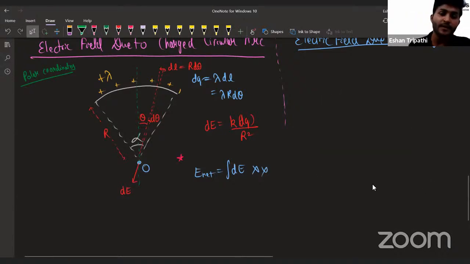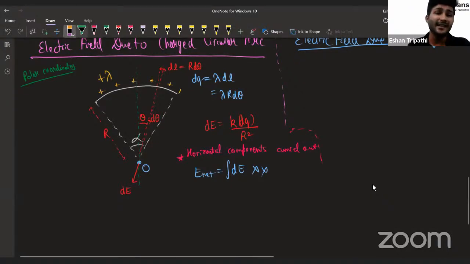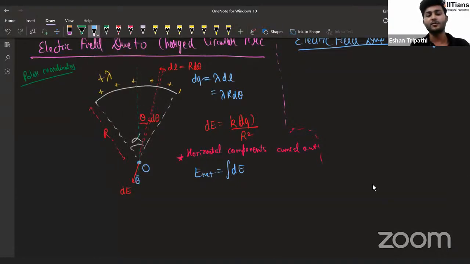But from symmetry, I know in this case, certainly horizontal components cancel out each other. So from this, I can say not the horizontals, but verticals I can definitely add. So what we'll do is we'll say this angle is theta. So this angle also is theta. So dE cos theta can be integrated. Is this correct? Yeah, this is right.